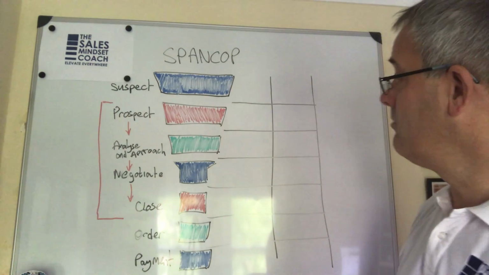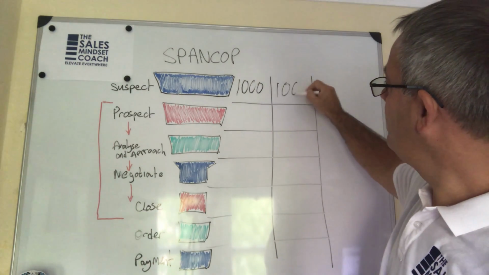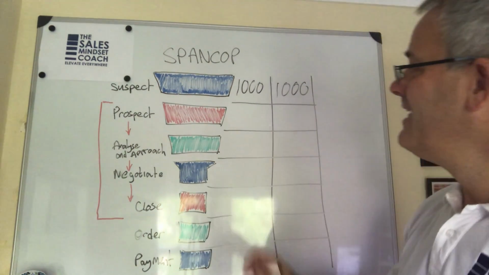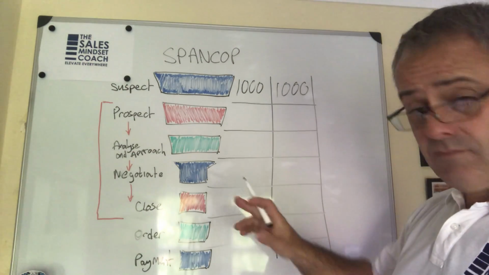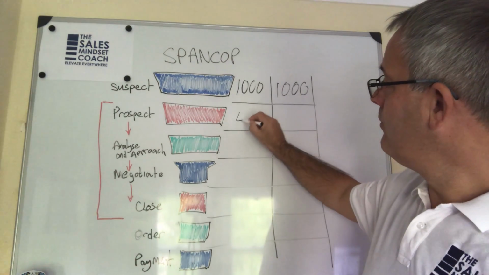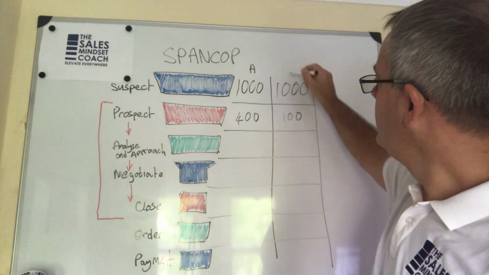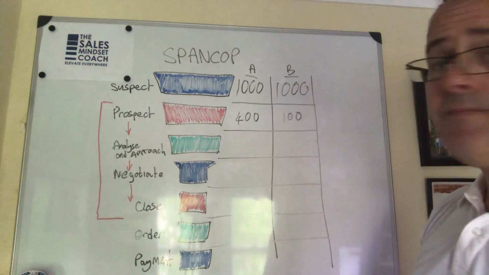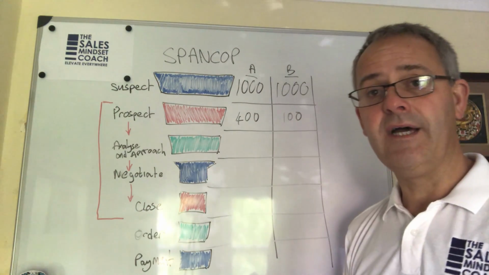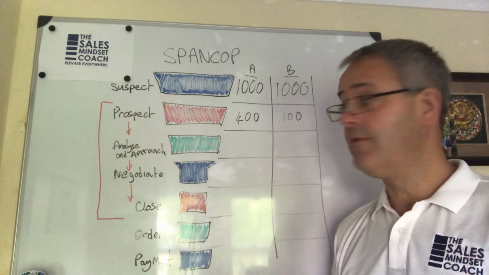So if we were just to take a couple of random examples, right? We'll start at the same point in these 2 examples. Our suspects, our universe, is 1,000 people. I'm sure it's many more than that, but actually you've built an active prospect list of 400 in example A and 100 in example B. Now that gives us a finite number of real prospects that we're going after and that we have in our sales funnel.